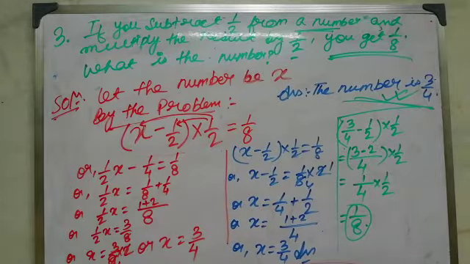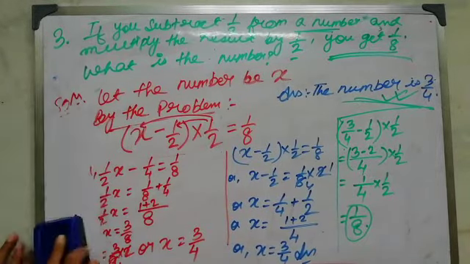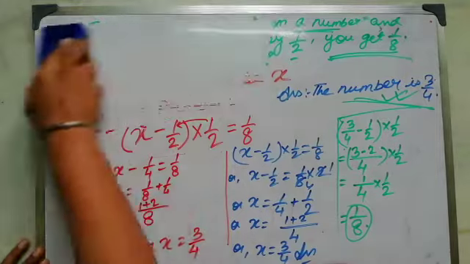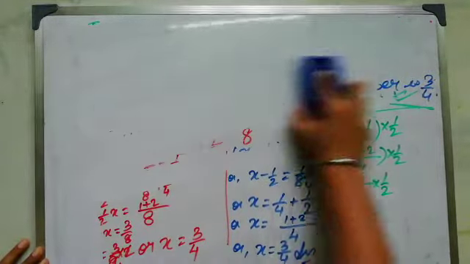So my number 3 by 4 is absolutely correct, isn't it? Now we'll move to the next sum. For the next sum, students, just look at this sum or try to understand this sum very minutely and very properly. Why? Because these things we know but we often overlook.